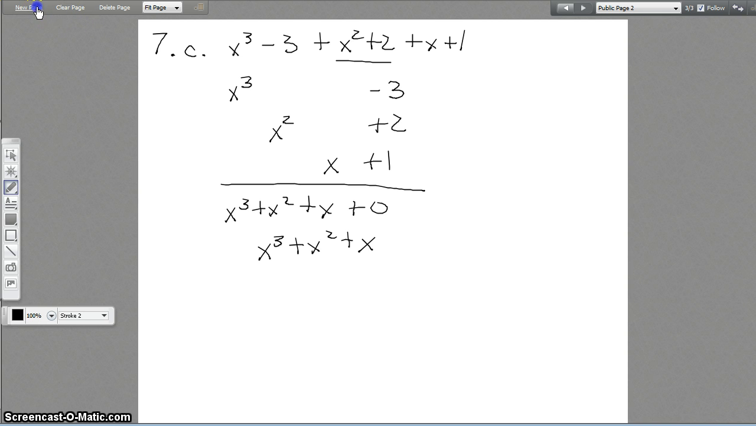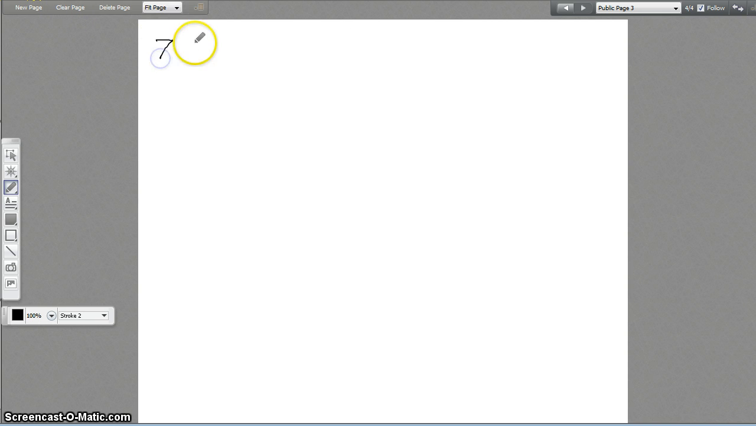We'll do one more from number 7. We're going to do 7D. And this is adding expressions with x, y, and z. So the first one we have is x minus 5y. And then we need to add y plus 6z. So I'm going to line up my y's, plus 6z.